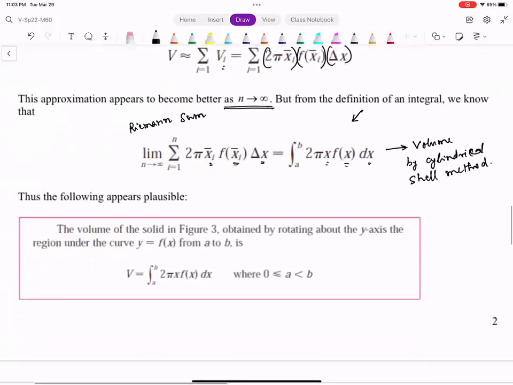So the volume of the solid in figure 3, obtained by rotating about the y-axis the region under the curve y equals f of x from A to B, is V equals the integral from A to B of 2 pi x f of x dx, where A lies from 0 to B.